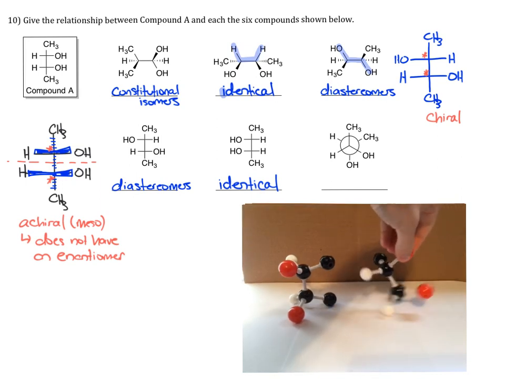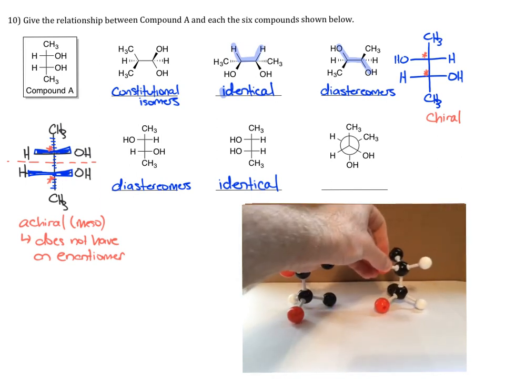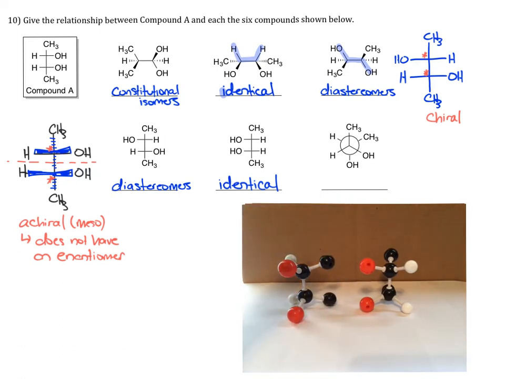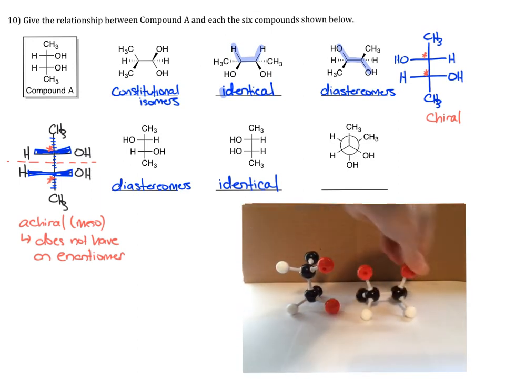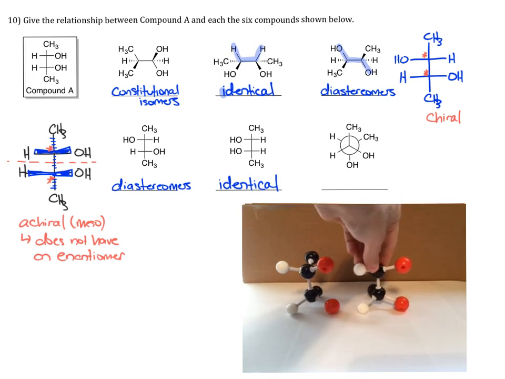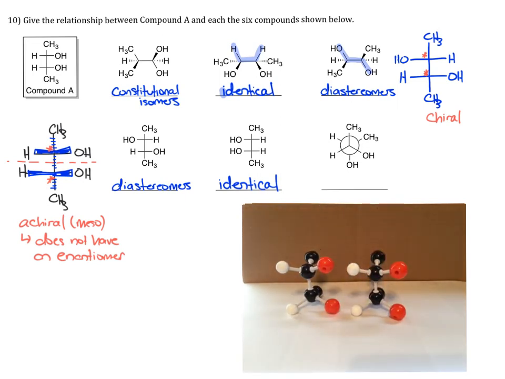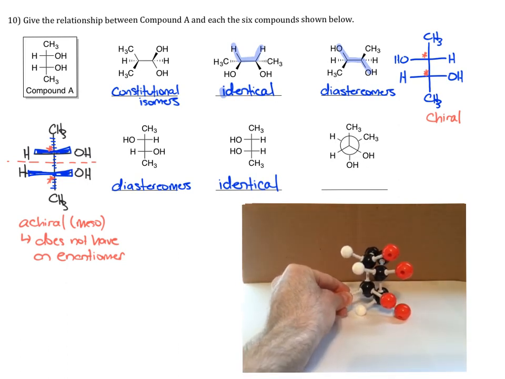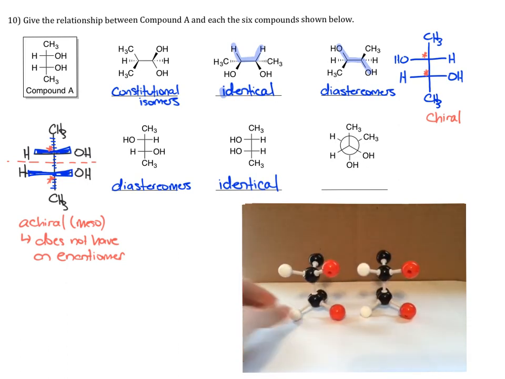Now, if we look at this, we can flip it around a little bit. Now we've turned that into a Fischer projection. Again, be careful. It looks like the mirror image of the original compound, but if I manipulate it just a bit, you can see that it's the identical structure. So this Newman projection is identical to compound A.